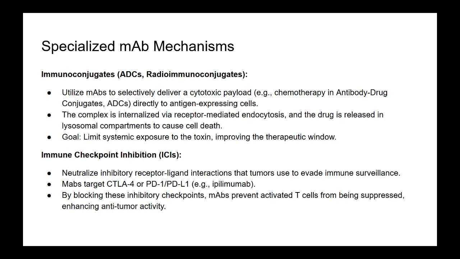Another important application of monoclonal antibodies is in immune checkpoint inhibition, a form of immunotherapy. These antibodies work by blocking inhibitory interactions between receptors and ligands that tumors use to evade immune detection. For instance, some monoclonal antibodies target cytotoxic T lymphocyte-associated protein 4, while others inhibit programmed cell death protein 1 or its ligand. By blocking these inhibitory pathways, the antibodies prevent the suppression of activated T cells. This allows T cells to remain active and proliferate, enhancing the immune system's ability to attack and eliminate cancer cells.